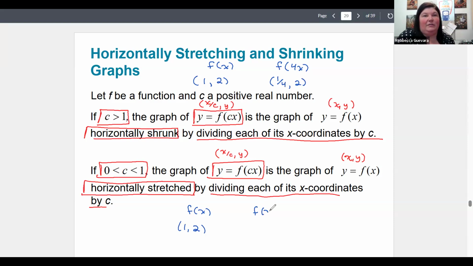Over here, I do a similar thing. So this time I'm going to do f of 1/4 of x. Put that in the wrong place.